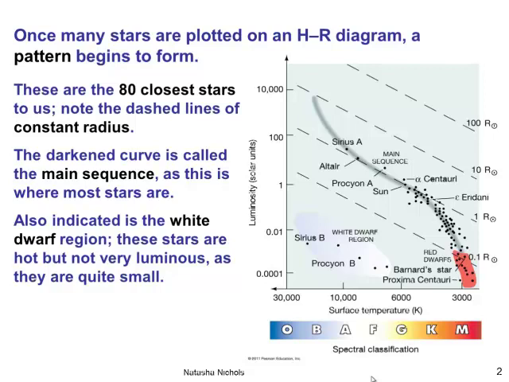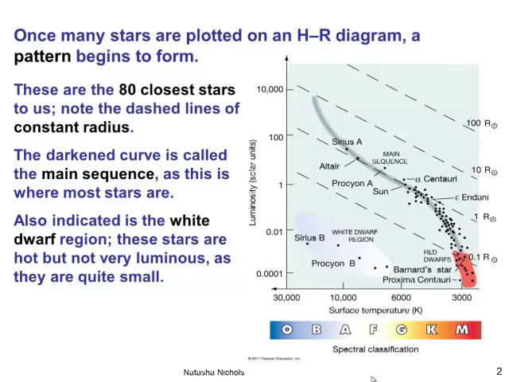At the bottom of the HR diagram lie stars that are very low in luminosity because they're very small. At the bottom end of the main sequence, of the dark curve that you see right there, we have the red dwarfs, which are not only small, but they're also cool. Therefore, they have low luminosities.